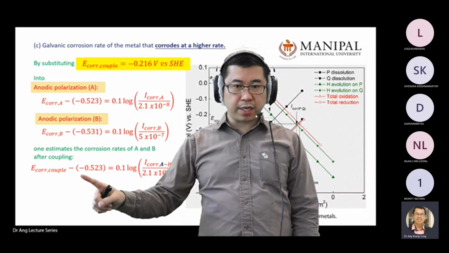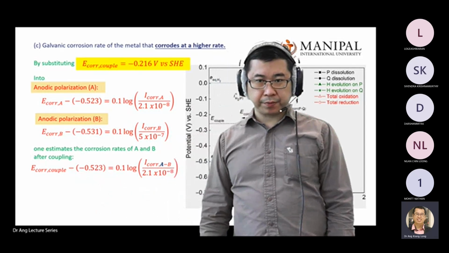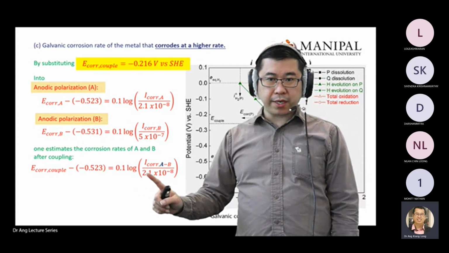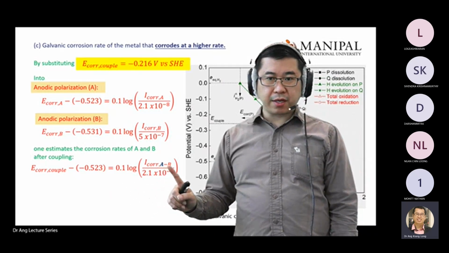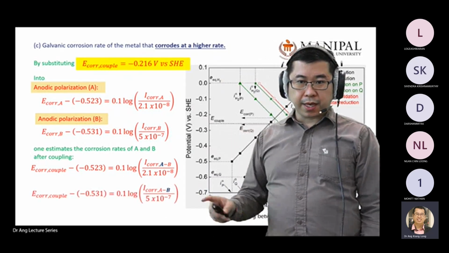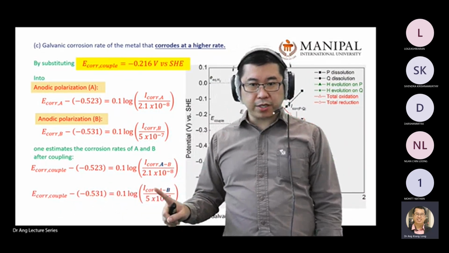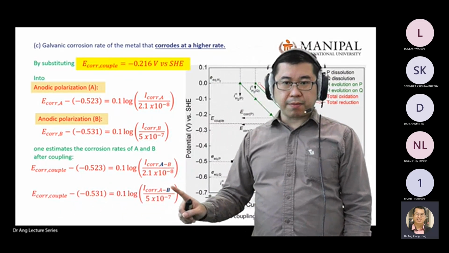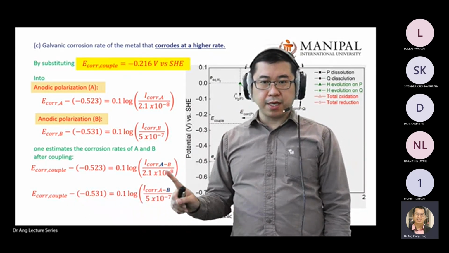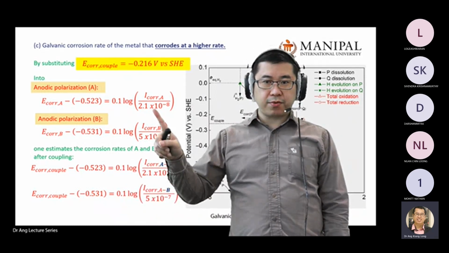E corrode equal to minus 0.523 equal to log i corrosion of A to B. And another one, you can use the same equation, but you change the corrosion of A minus B. This one is more focused on B. This equation is more focused on B. This equation is more focused on A by looking at the value in the equation.